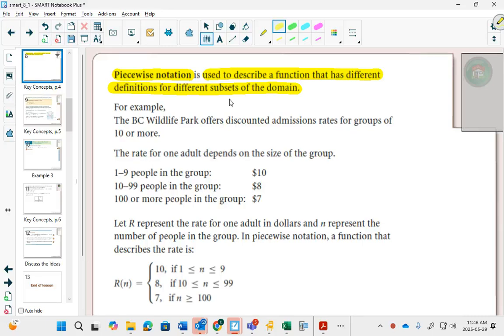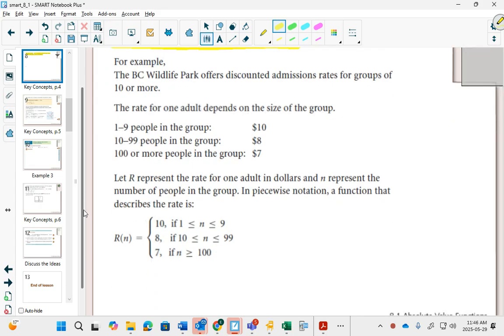So if you only had 9 people in your group, everybody's paying $10. But if you have a bigger group, a school group from 10 to 99 people, they'll reduce the price to $8. And if you have a huge group, 100 people, everybody in grade 10 is going, then it's only $7. So we write that in piecewise notation like this.